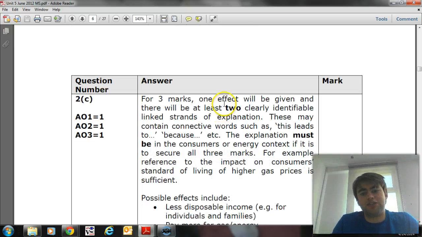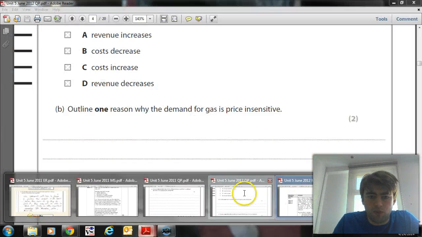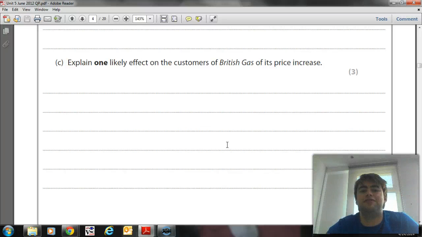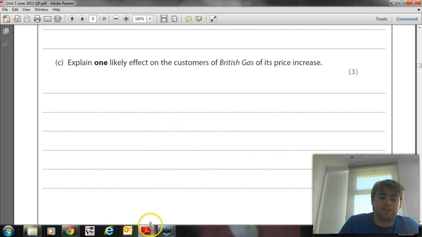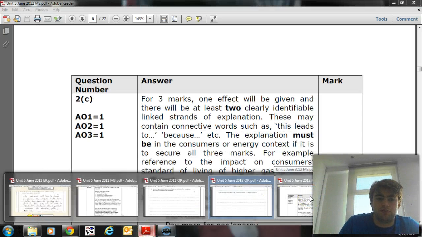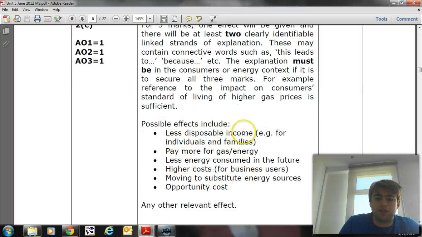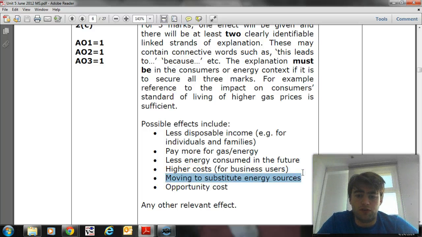Okay. Now, the next question on this paper was a likely effect on the customers of a British Gas price increase. Now, they could have asked you about the effect on revenue, and you could have evaluated that. But if we just look at what they're saying to this, it's not necessarily relevant to the sensitivity argument. But less disposable income, one possible effect that you then expand on. You might have to pay more for gas and electricity, energy. What you could have said is move to substitute energy sources. So we could have moved to electricity. Okay, we could have moved to a competitor instead.